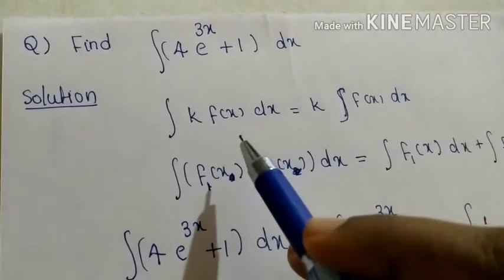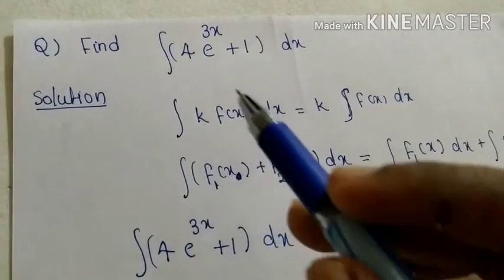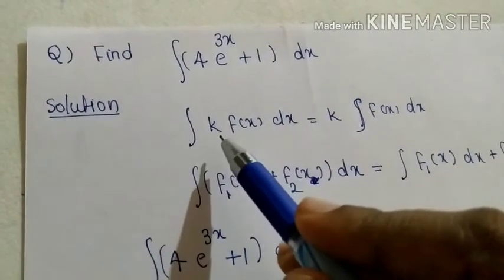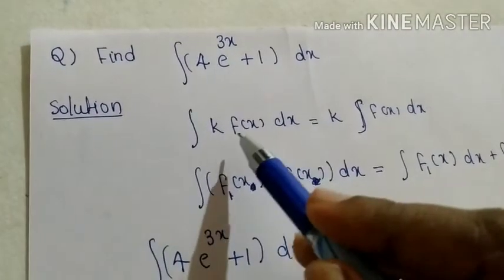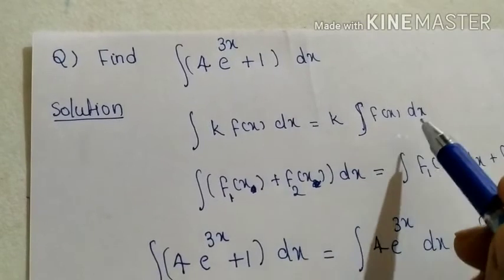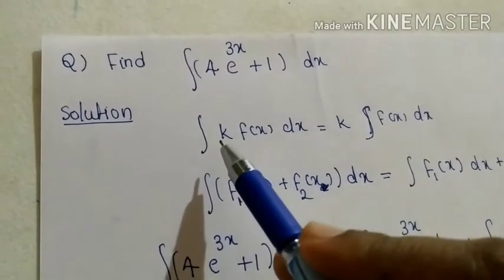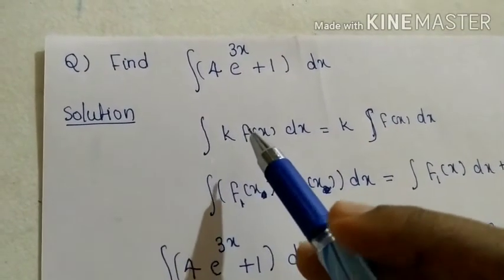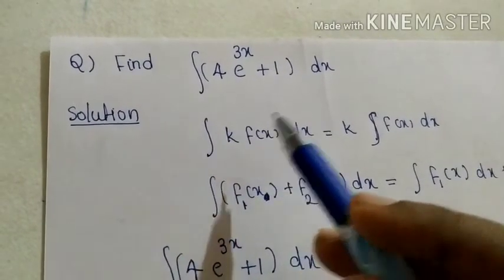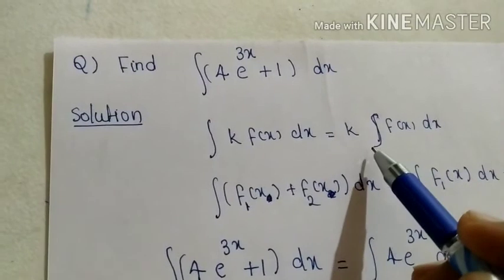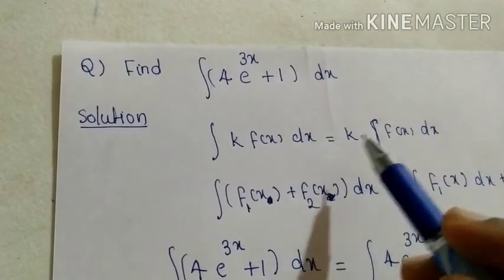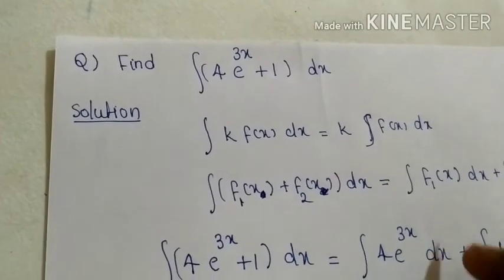The first property of integration is that integral of k into f of x dx, where k is a constant, can also be written as k into integral f of x dx. So this k is a constant, right? So we can take this constant outside the integral, and this will equal k into integral f of x dx.